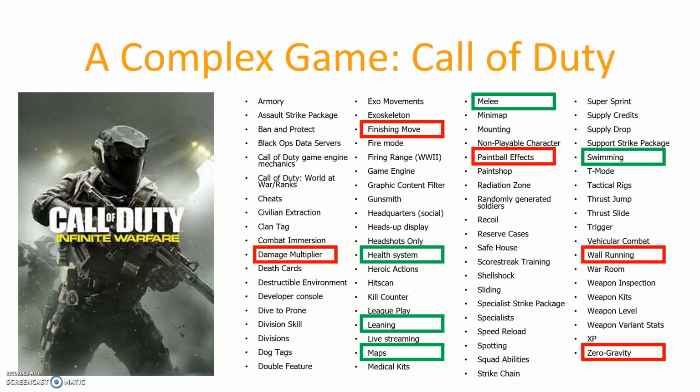But then you've also got ones that are maybe a bit more obscure and you're not entirely sure what they do. So like damage multiplier, finishing move, paintball effects, wall running, zero gravity. What do they look like in Call of Duty? What do they look like elsewhere? And that really leads us into what our task is for this week.